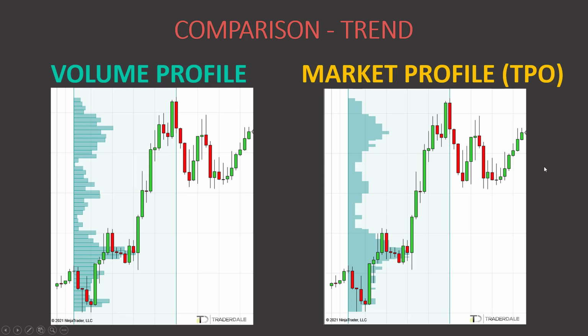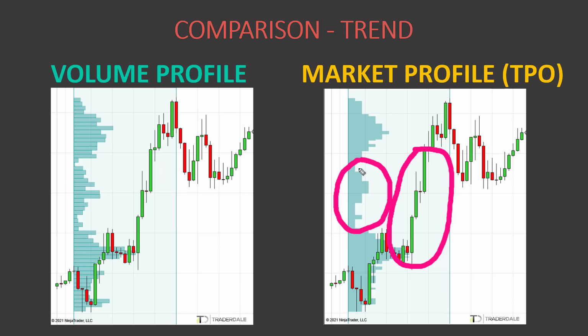So let me show you 2 examples. So the first example is when there's a trend development like this, right? Now, in this case, the TPO profile is not as good, especially in areas like this, because the candles don't overlap in here and there's just not enough information. You can see that the TPO profile is very rough in this area, whereas the volume profile is pretty detailed.